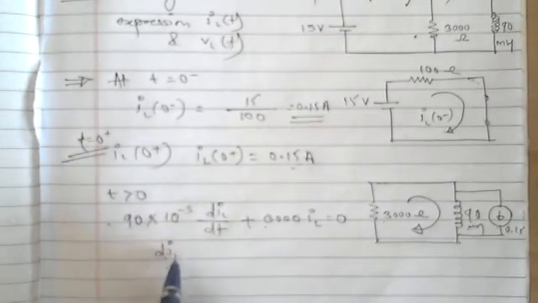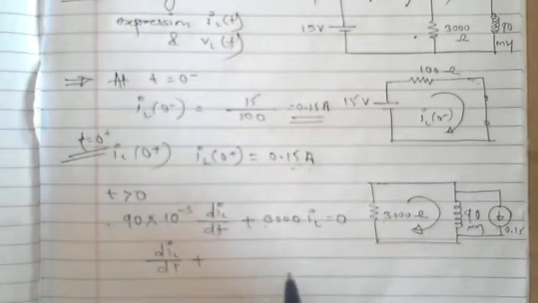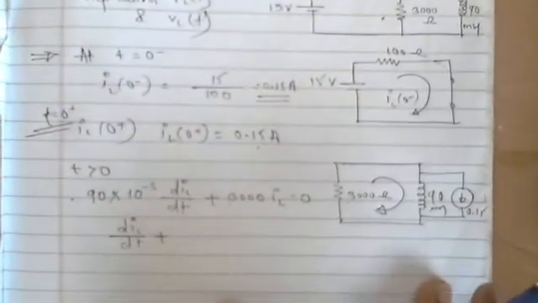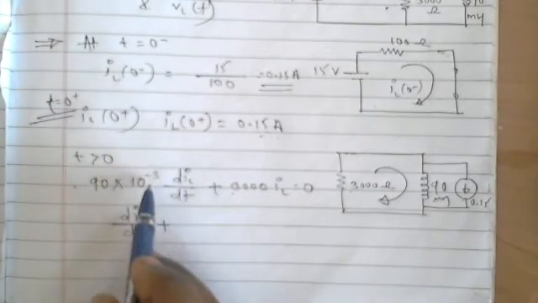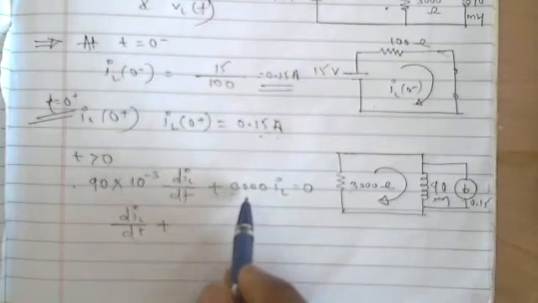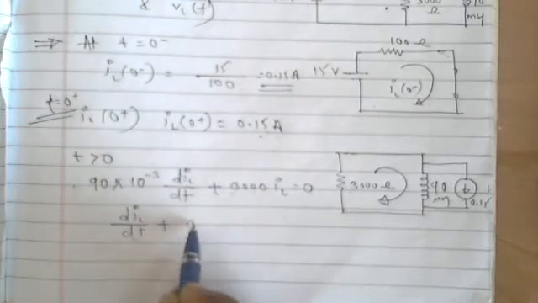dIL by dt plus, if I want to make the equation in this particular format, there should not be any coefficient for di by dt. So I will divide each term by 90 into 10 raised to minus 3. Okay, so here it will become dIL by dt. Here it will become 3000 divided by 90 into 10 raised to minus 3.